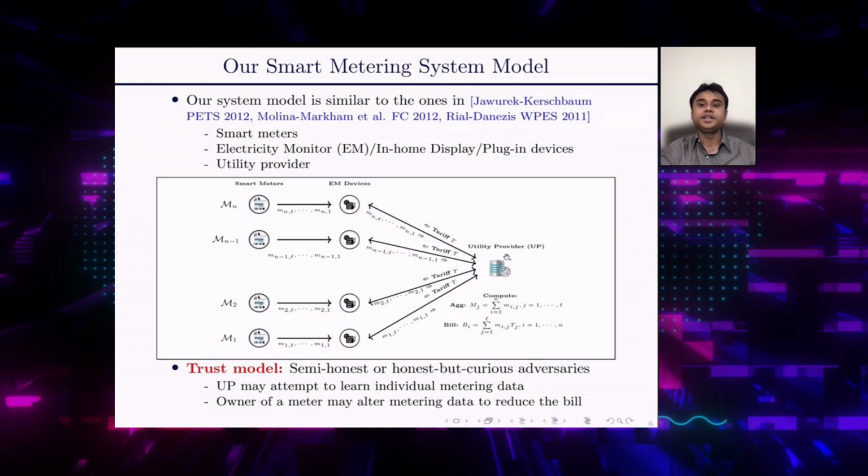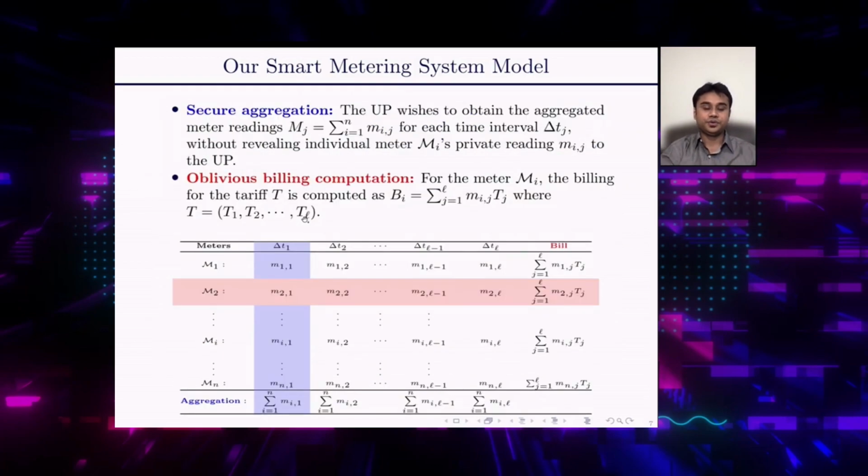Here, the utility provider decides the tariff, like what is going to be the rate for a particular day. That is decided by the utility provider, and this is public information. This is sent to the smart meters. So we consider two problems.